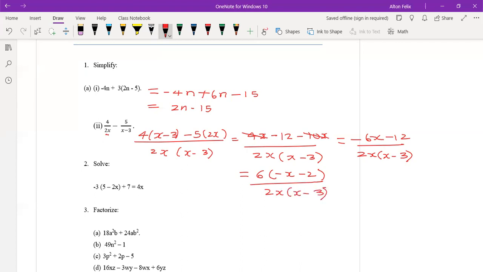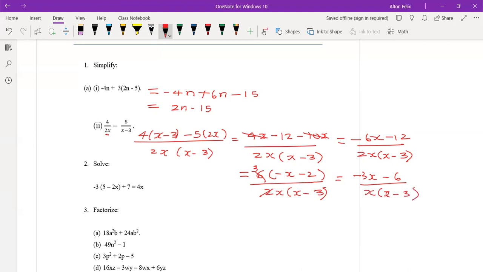Right, so the reason why I took out 6 into minus x minus 2, simply because we don't want to get too tied up with the minus sign. We'll do it the other way as well, and I'll show you. So this will give you 3 multiplied by that. So you can leave it as that, or you can write it as minus 3x minus 6 all over x into x minus 3.